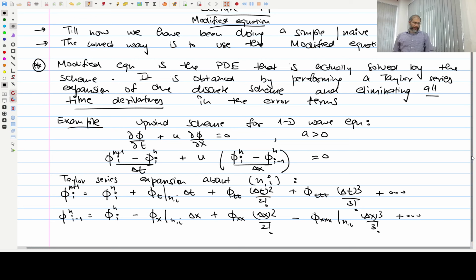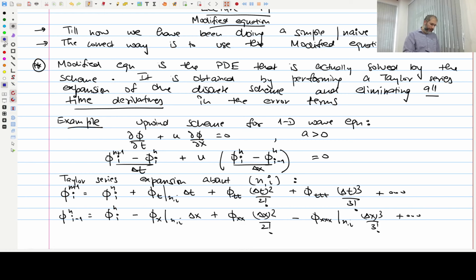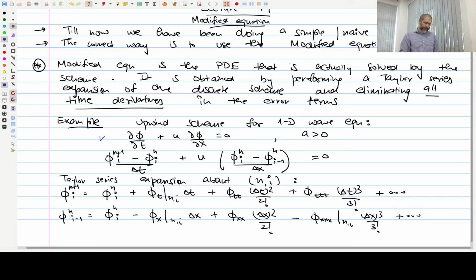The modified equation is the actual partial differential equation that is solved by the scheme that you have proposed. So let's say we're talking about the upwind scheme for the 1D wave equation that we have been discussing in the last lecture. Here in the upwind scheme, we write this 1D wave equation using the upwinding idea.